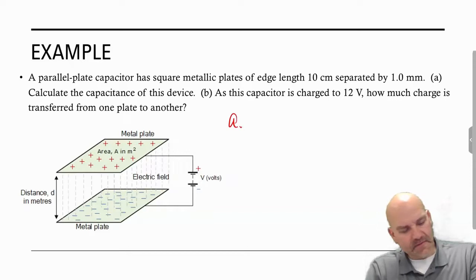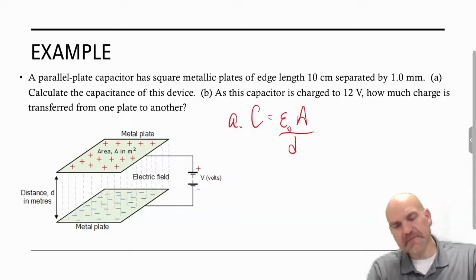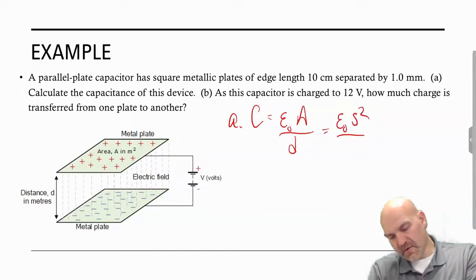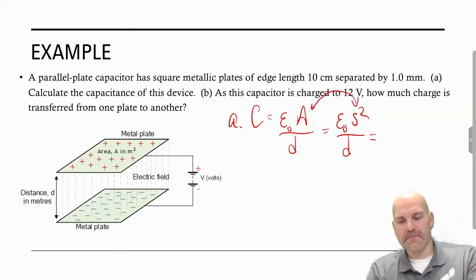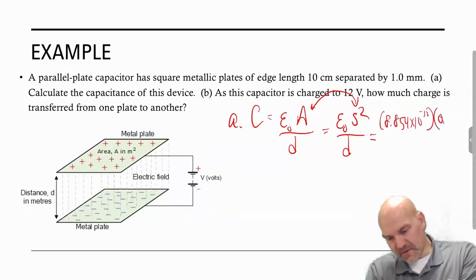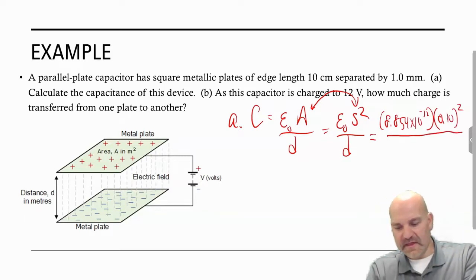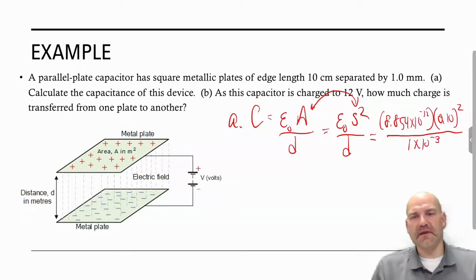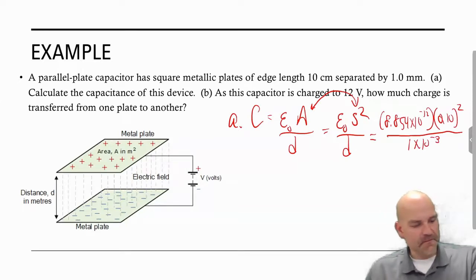So part A is very simple. To find the capacitance, we just do epsilon naught A over D, right? And so we would do epsilon naught side squared over D, because that's our area, right? It tells us it's a square. So we do 8.854 times 10 to the negative 12th times 0.10 squared. Don't forget to square that because that's the side. And then we divide it by 1 times 10 to the negative 3, right? So we have to convert those millimeters to meters, the centimeters to meters as well.